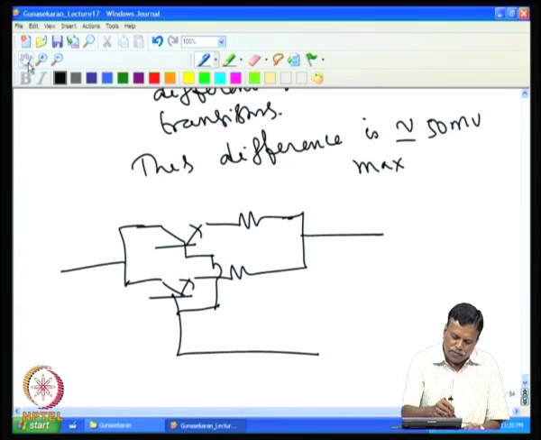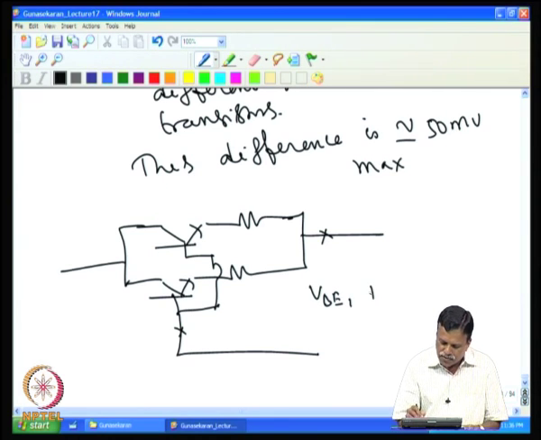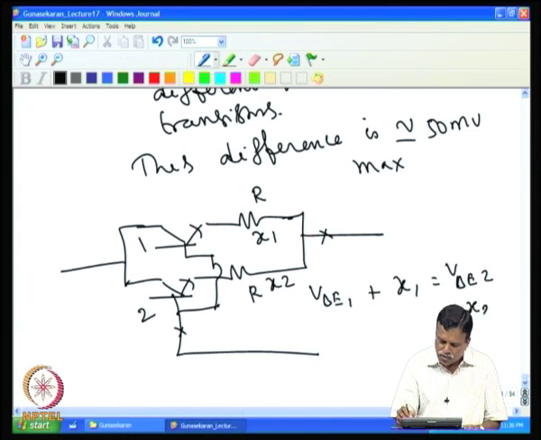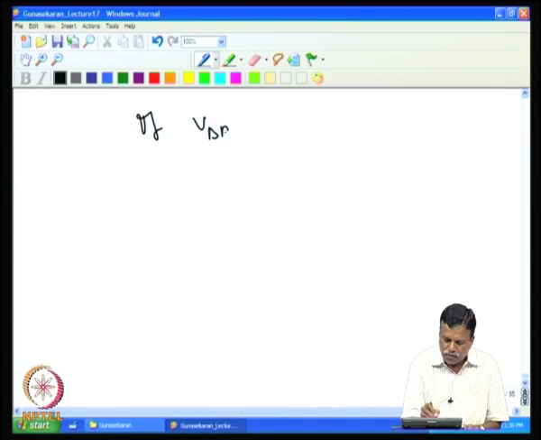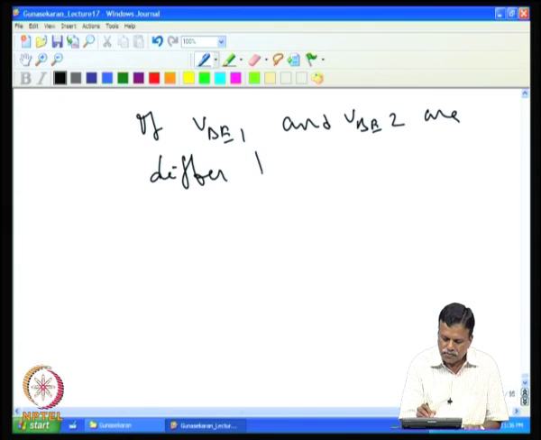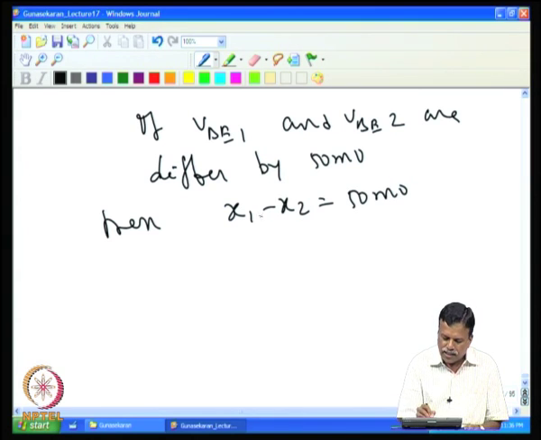Now, we know that the difference of 50 millivolt maximum exists between this base emitter and this base emitter. So, if I add these two resistors, now the voltage at this point and at this point are the same. That means VBE 1 plus X1, where I call the voltage across this R as X1 and across this R as X2, must be equal to VBE 2 plus X2. So, if VBE 1 and VBE 2 differ by 50 millivolt, then X1 minus X2 will be 50 millivolt.